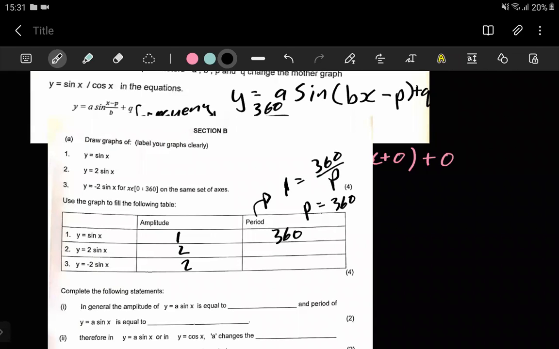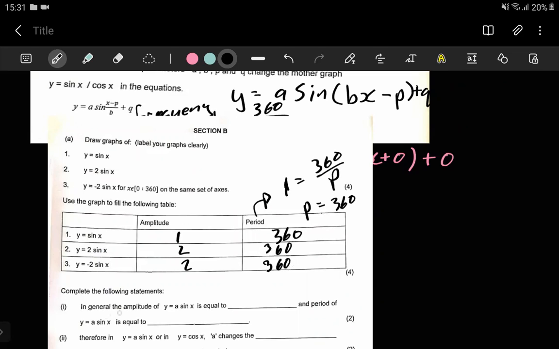If you're trying to solve for p, your period is also going to be 360, because your frequency here is still a 1. So here it's still 360. And then here, the number is still a 1, so this will still come out as 360.